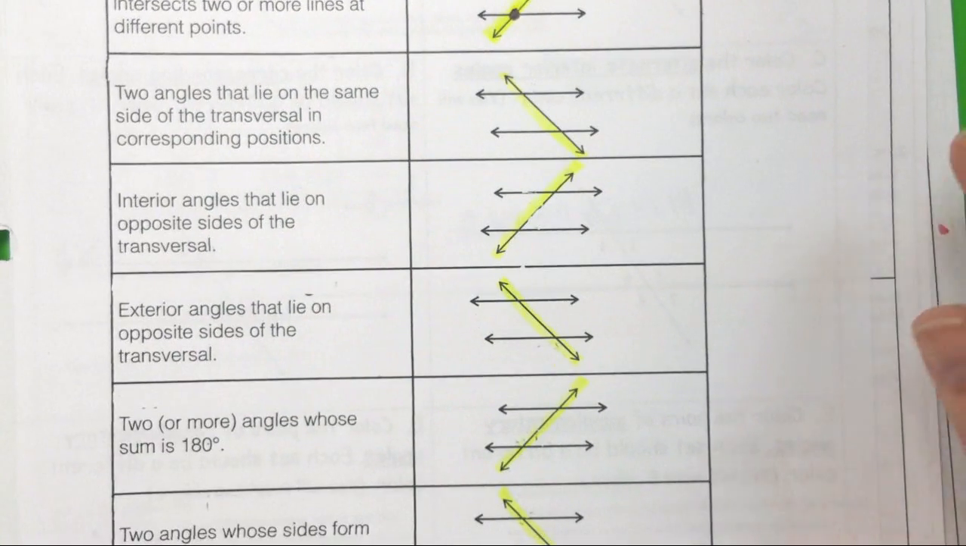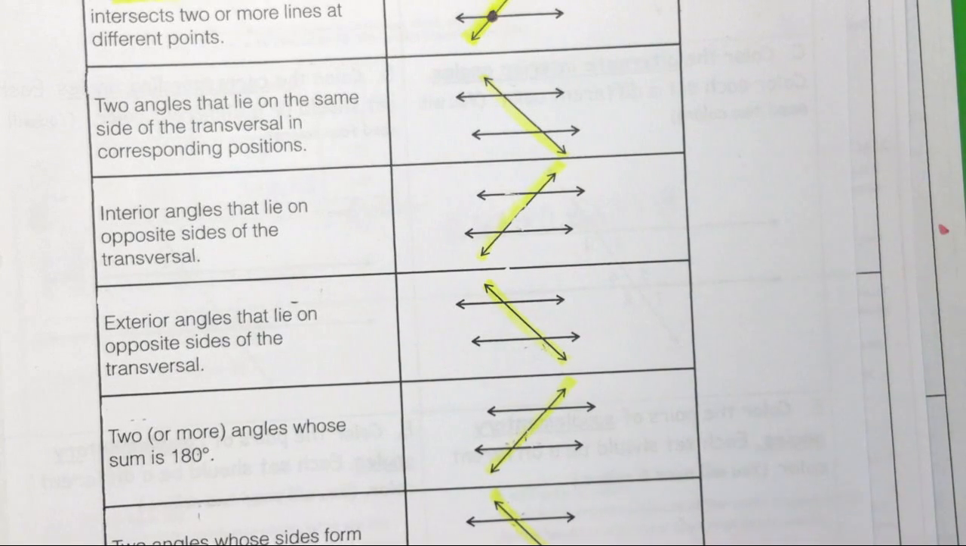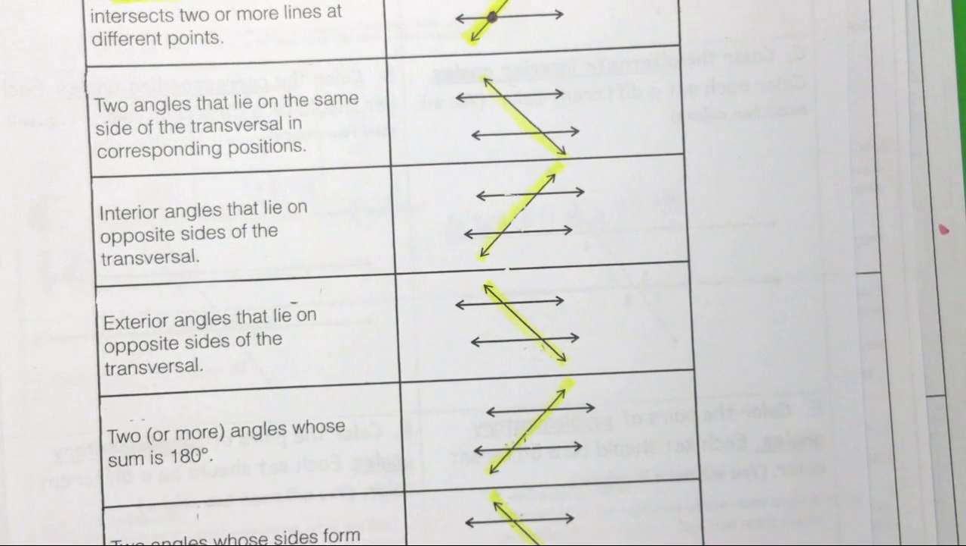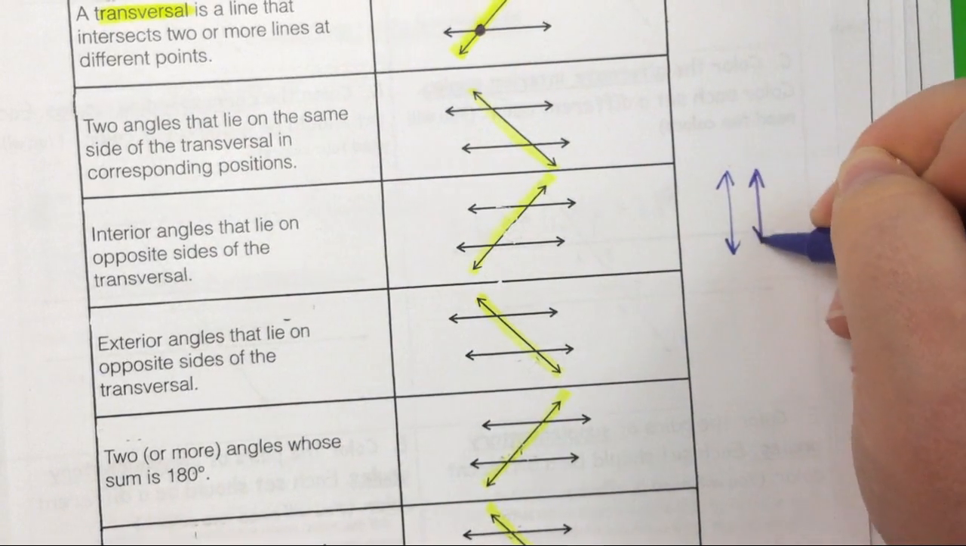Now, I've drawn on the board and I'll draw it on my paper too. Today it's going to be fine and I'm not going to make life super complicated. But the parallel lines are not always going to be horizontal like this. Sometimes they can be vertical parallel lines cut by a transversal.